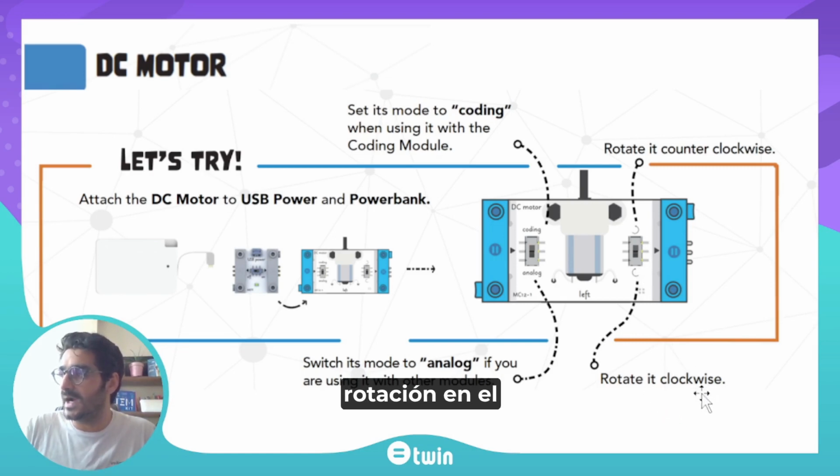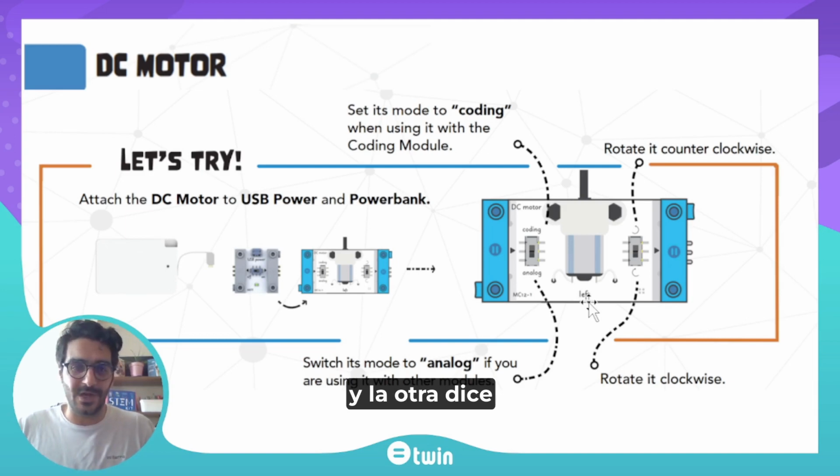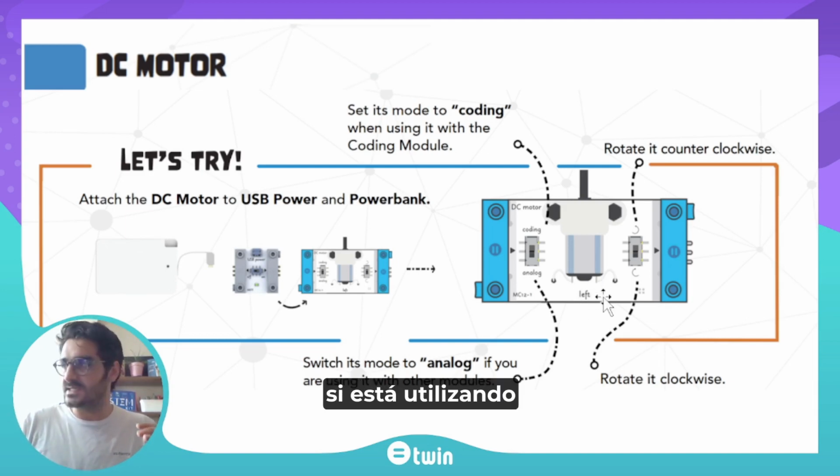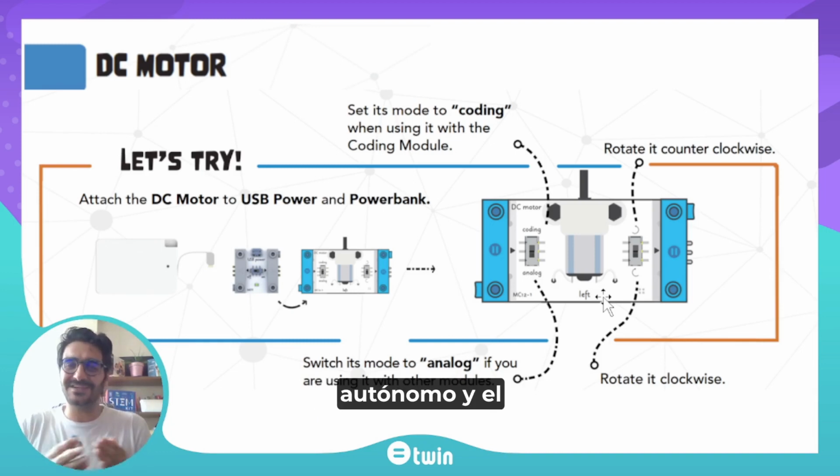So if you want a clockwise rotation, you can choose the clockwise arrow as shown, and if you want it to rotate counterclockwise, you need to choose the counterclockwise arrow. And as you can see, there is another label here. It says left, and the other one is right. So if you are using the DC motor for an autonomous car, you need to position the right one at the right side of the autonomous car and the left one at the left side.